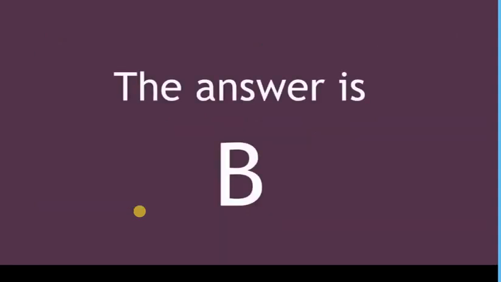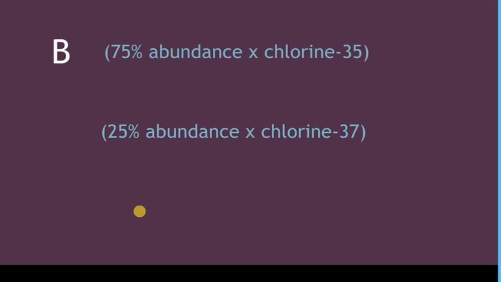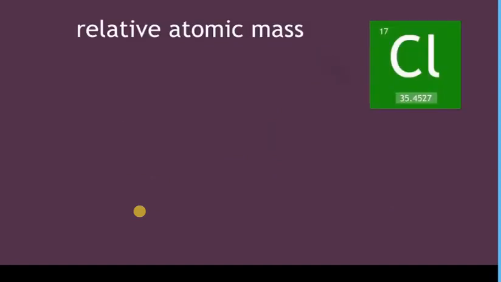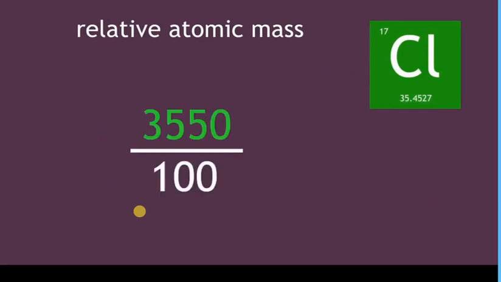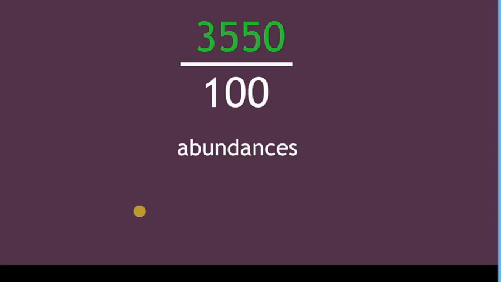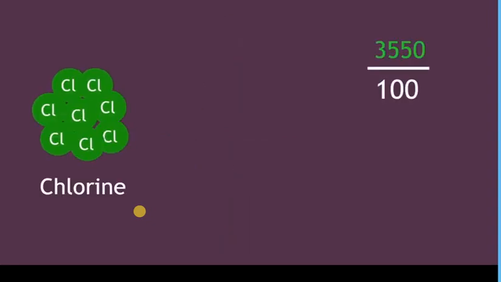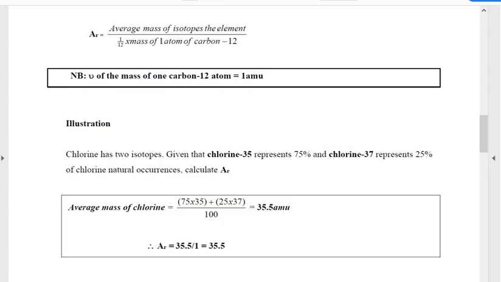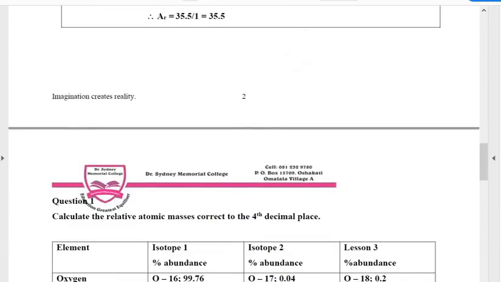The answer is B. You have to multiply a 75% abundance in the chlorine-35 isotope by its mass number 35. You then have to multiply a 25% abundance in the chlorine-37 isotope by its mass number 37. When added together, this gives a total of 3,550. The final step in calculating the relative atomic mass is to divide your answer by 100. This is because the abundances are given as percentages. This means chlorine has a relative atomic mass of 35.5. So you should be able to carry out these calculations.